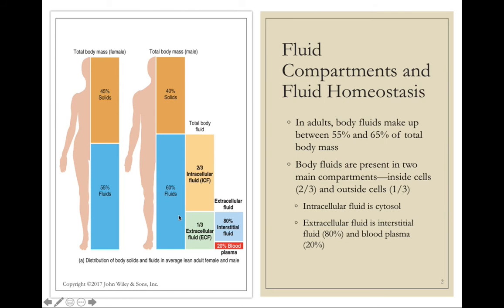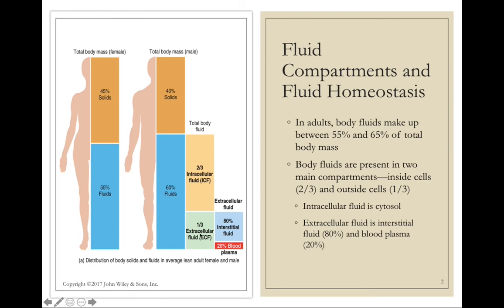What we can see from this slide is that males and females will have a majority of their bodies made up of fluids. The total body mass of males includes 40% solids and 60% fluids, and the total body mass of females includes 45% solids and 55% fluids. In terms of fluid homeostasis, we're going to look at the liquid portion of the body and break it up into intracellular fluid that exists inside of the cell and extracellular fluid that exists outside of the cell. We abbreviate the intracellular fluid as ICF and the extracellular fluid as ECF. So just watch out for those abbreviations throughout this presentation.